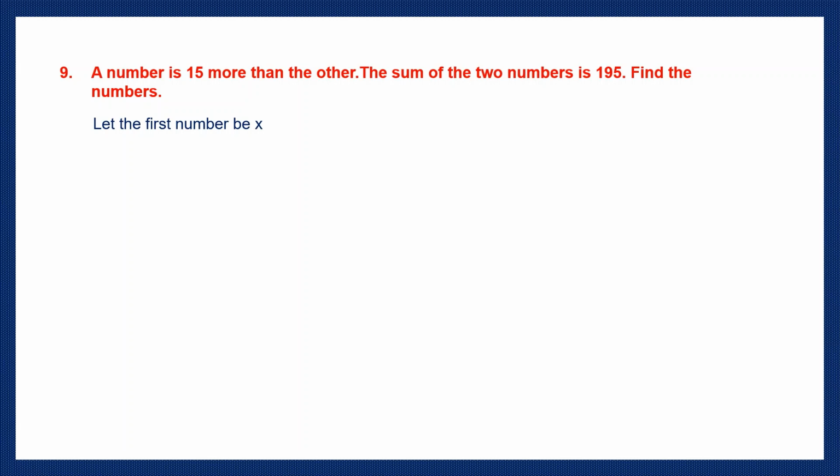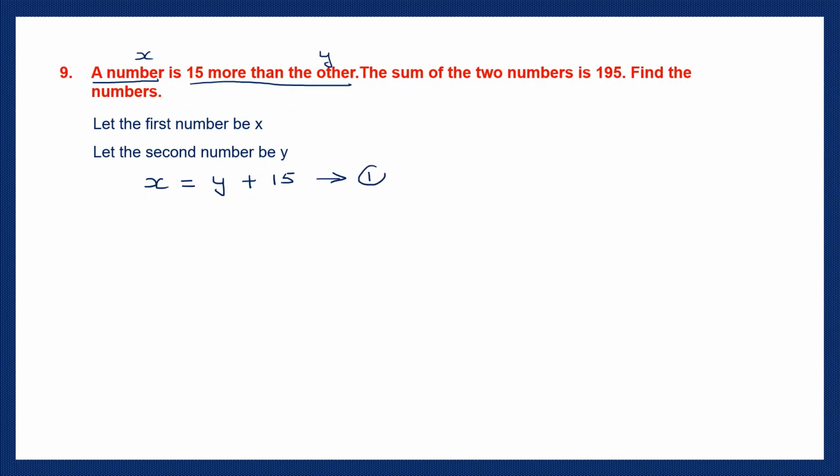Question 9. A number is 15 more than the other. The sum of two numbers is 195. Find the numbers. Okay. So here again, we're going to have two numbers. So let the first number be x. And we'll keep the second number as y. Let the second number be y. Now it says a number, so we'll keep that as x, is 15 more than the other, that is y. So x is equal to y plus 15. 15 more than the other number, isn't it? Y plus 15. So let's take this as a first equation.